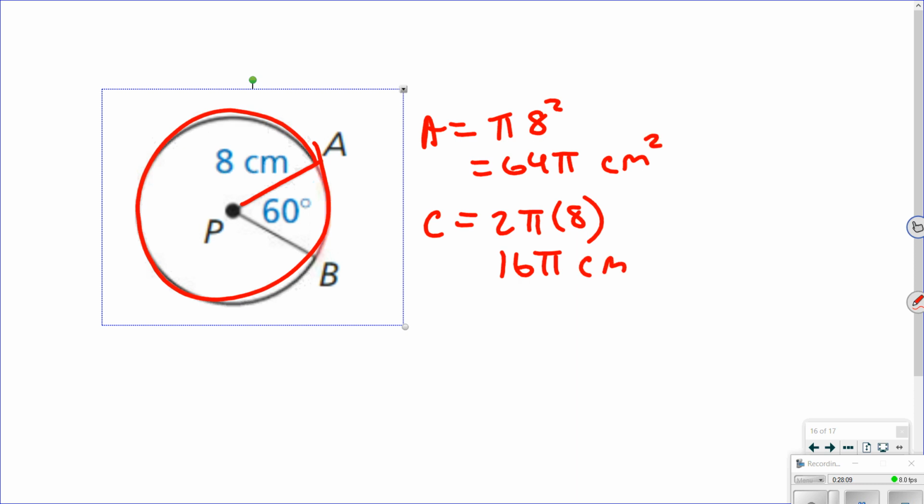Sorry, go back up here. This is square centimeters for area. It's 16 pi centimeters for the circumference.